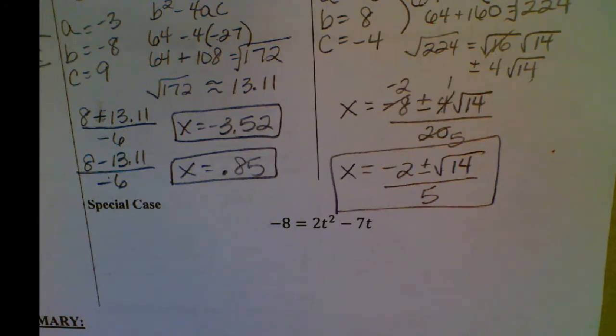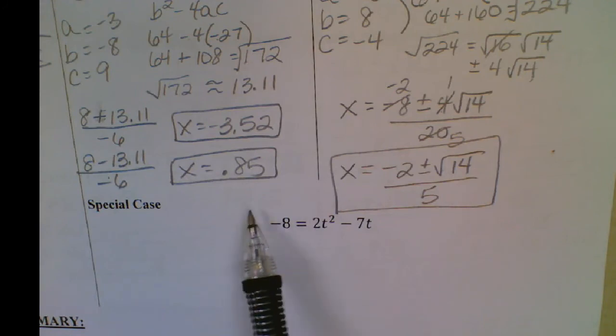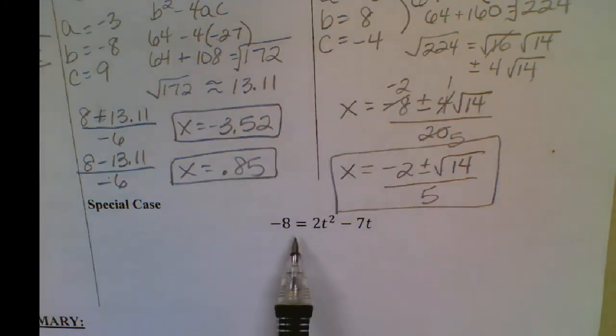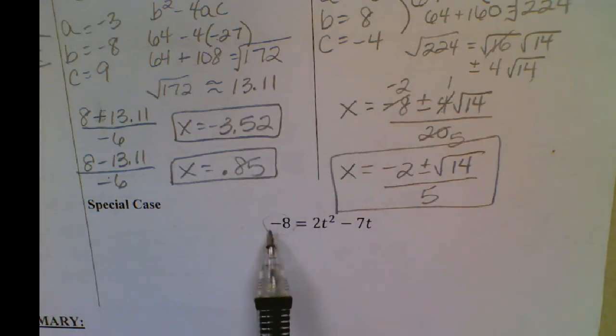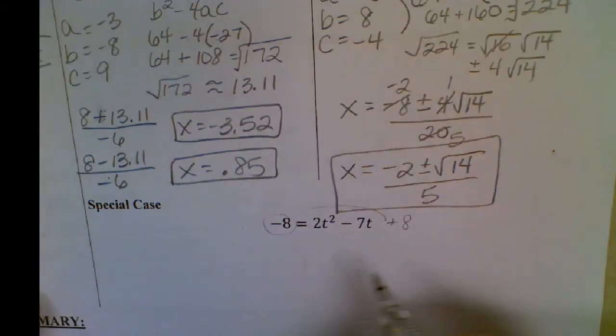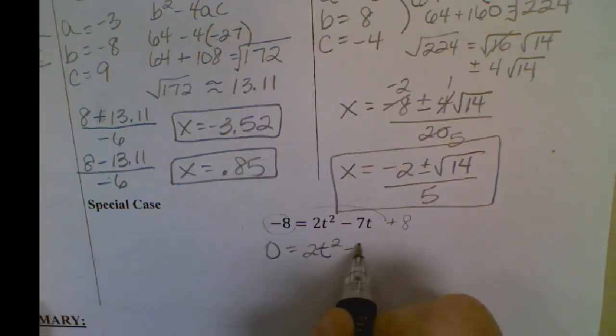Okay. So let's see what's going on with this equation down here at the bottom that we've got. Now, it doesn't really matter whether you've got your equation on the right side with the 0 on the left or your equation on the left side with your 0 on the right. Either way, it needs to be set equal to 0. So first thing I'm going to do is I'm going to move that negative 8 to the other side, and when I do that, it's going to become positive 8. So now I have 0 equals 2t squared minus 7t plus 8.